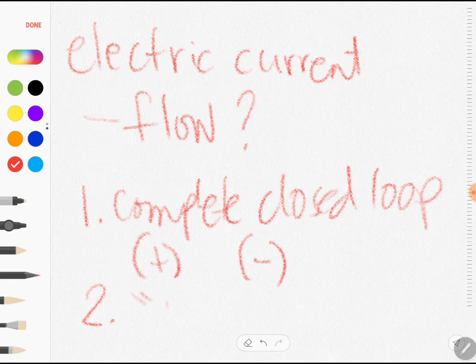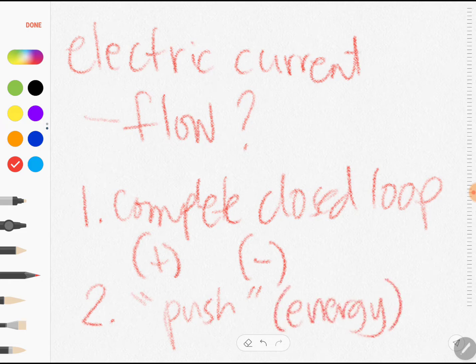And the second condition is there should be a push. There should be something that will push the charges to flow along the circuit. Okay, and this push will give energy to the charges so that they can flow.